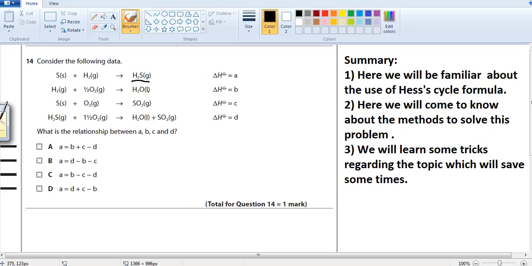Have you understood? Okay, so if we look at equation D, we will see that this is not a formation enthalpy. So we will assume that this is the reaction enthalpy, the enthalpy of reaction. We can solve this in either of two ways.